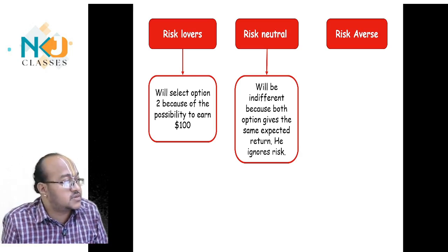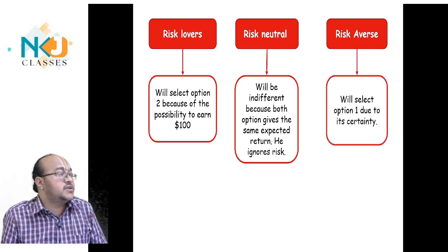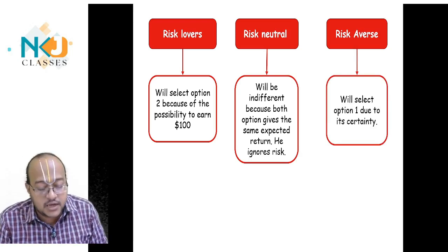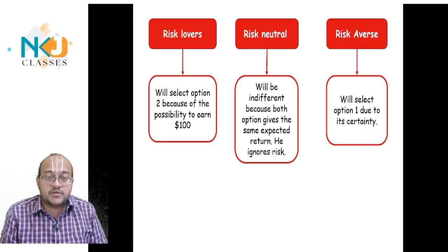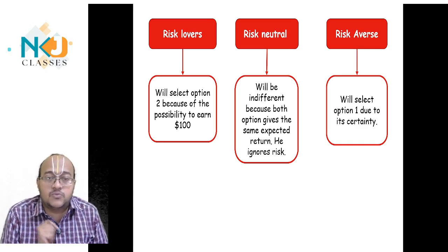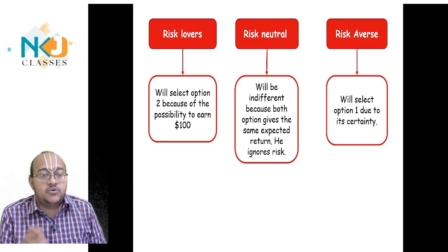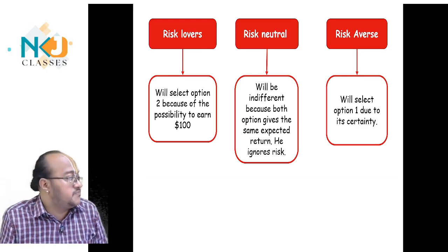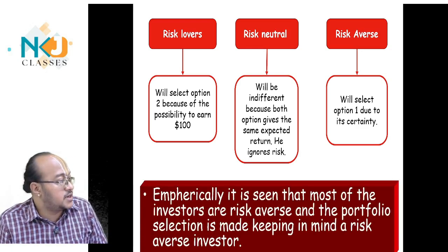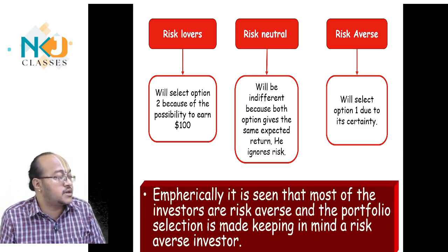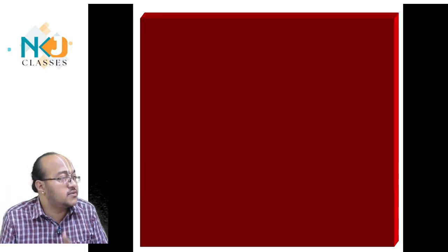Okay, next, risk averse. A risk averse person will select option 1 due to certainty. If you want to make a risk averse person select option 2, you need to compensate with a higher premium, right? See here, empirically it is seen that most of the investors are risk averse and the portfolio selection is made keeping in mind a risk averse investor.